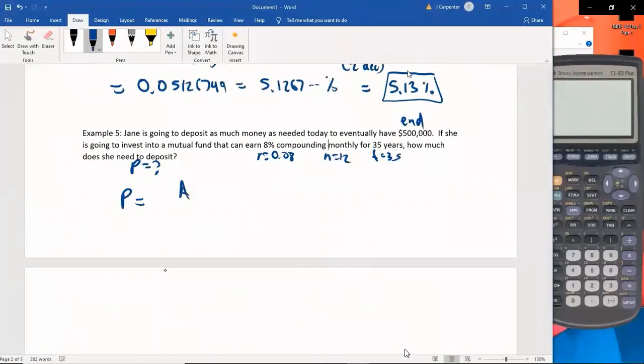P equals A over parentheses 1 plus R over N raised to the NT. So this would be 500. Oh, that's right. I said I was going to give you a minute or two. Try it out. See what you can get. When you get your answer, ask yourself if it makes sense. It should be less than 500,000.